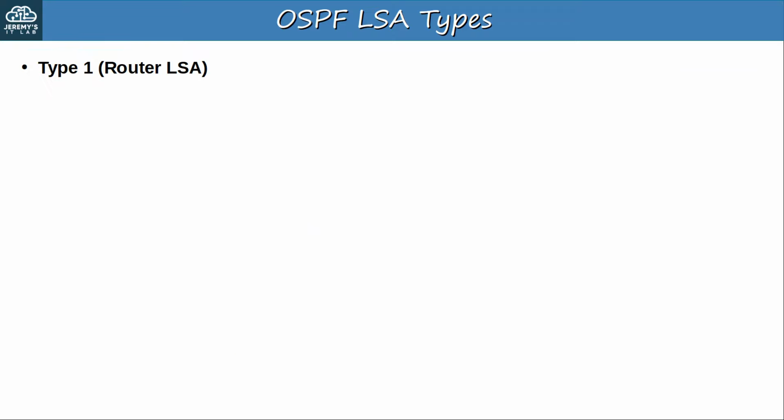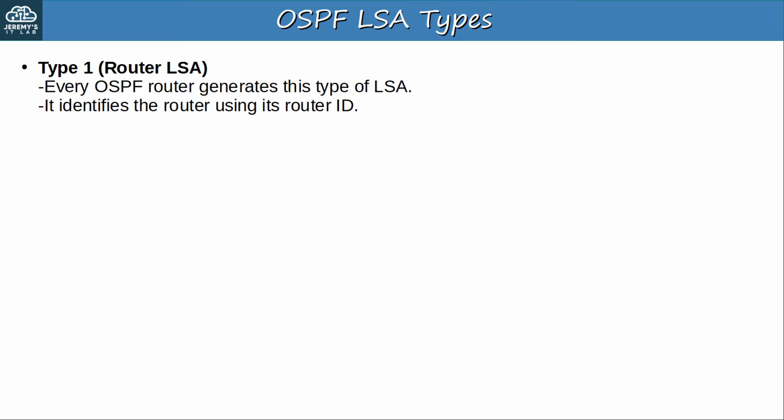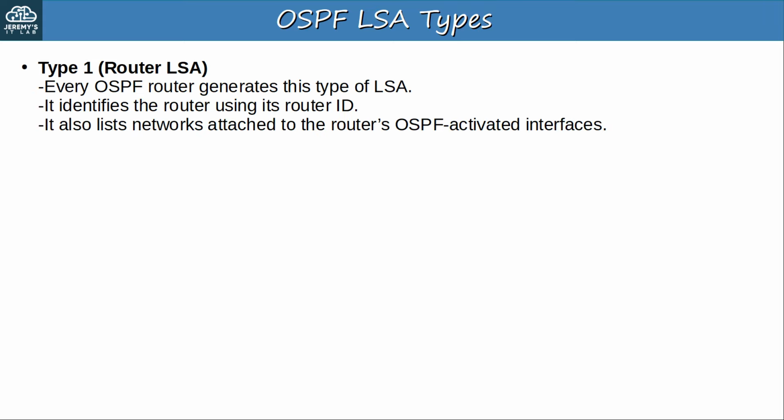First up is Type 1, the router LSA. Every router running OSPF generates this type of LSA. The router LSA identifies the router using its router ID. The router LSA also lists networks attached to the router's OSPF-activated interfaces.